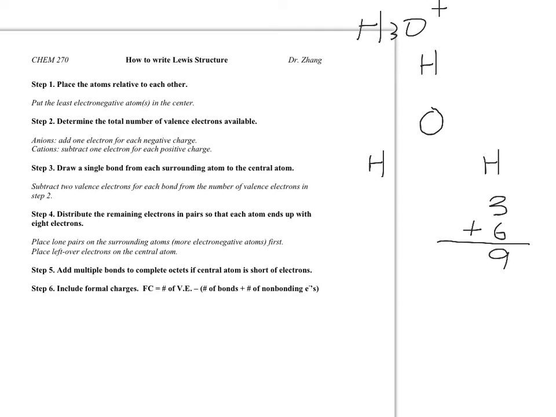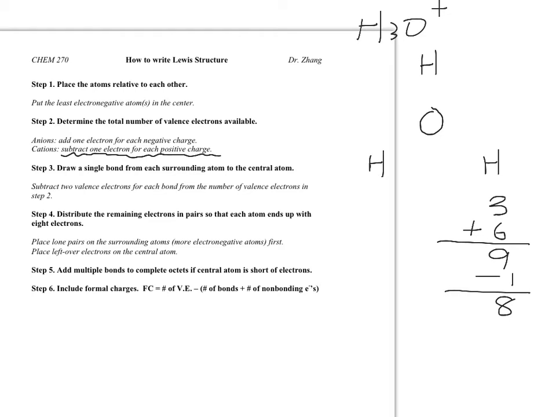That's for a neutral compound. For ions, depending on if it is a cation or anion, you need to either subtract or add electrons for each charge. For hydronium ion, you need to subtract 1 electron. Therefore, there are totally 8 electrons.